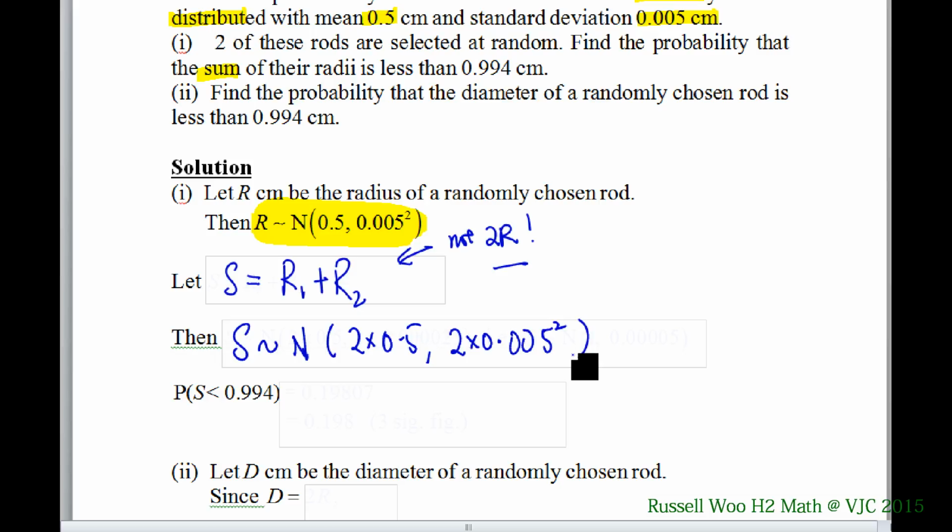All right, this is the distribution of S. You want the probability of S, which is the sum of two radii. Therefore, you just key into a GC, and we get an answer.